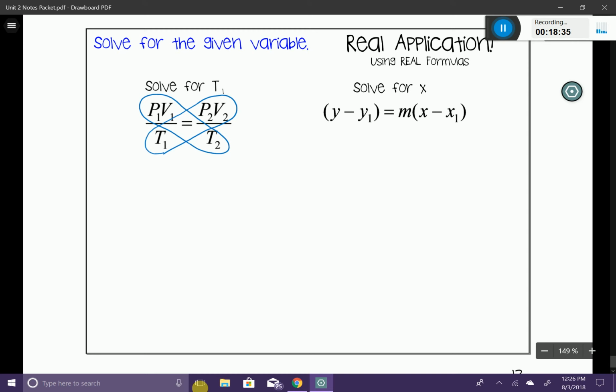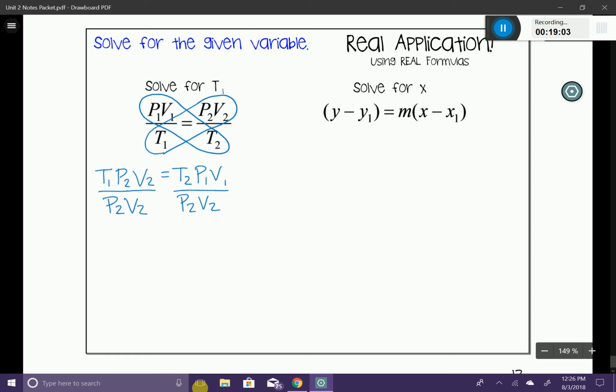So I'm going to set it up as T1 times P2 V2, right? I don't need to show any parentheses because they're all being multiplied. And then T2 and P1 V1. I just set them equal to each other. And I want to solve for T1. So let's divide both sides by, you got it, P2 V2. Sounds like R2D2, doesn't it?